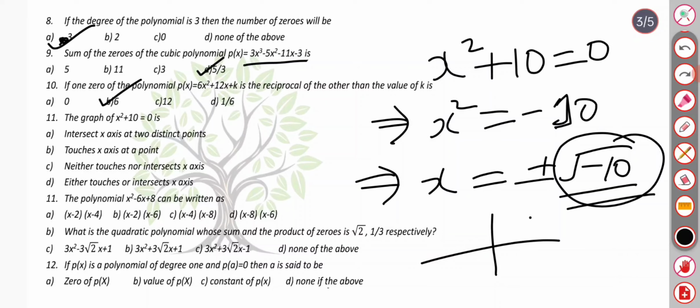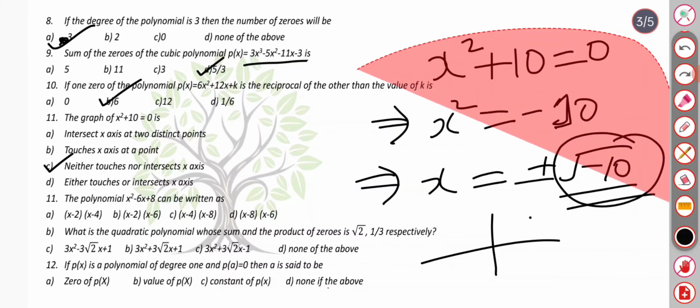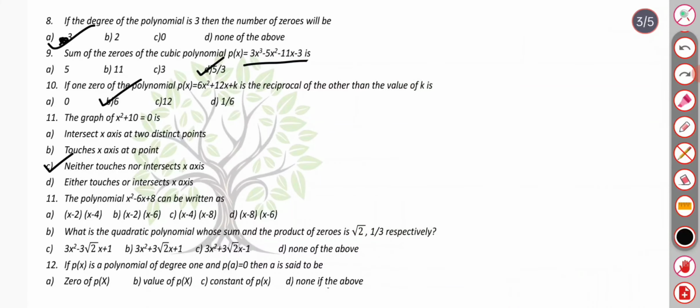So आंसर क्या हो जाएगा? Neither touches nor intersect x-axis. That is option number C. We cannot form any graph using this value. Okay, let's move to the next question.